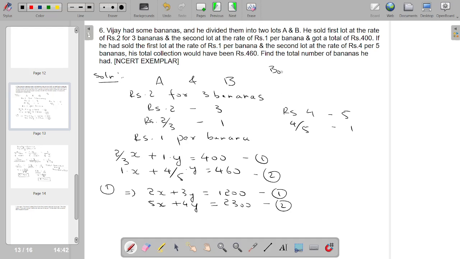The number of bananas is 500. This is the solution for this problem. Now we are moving to the next problem.